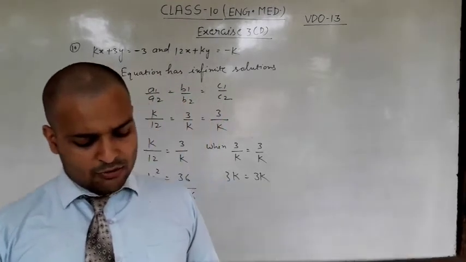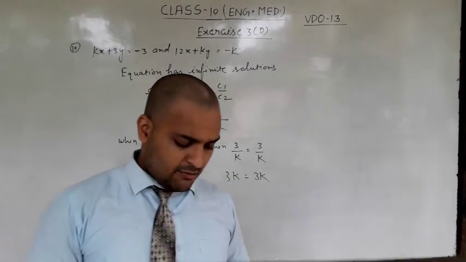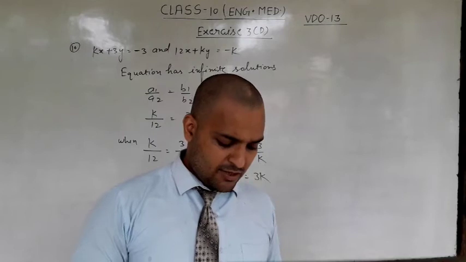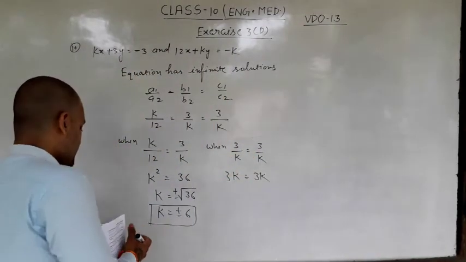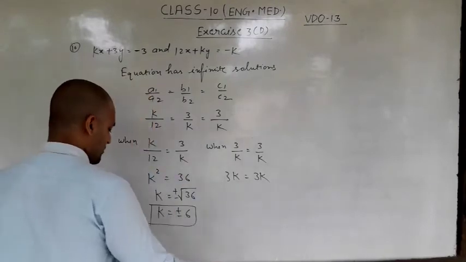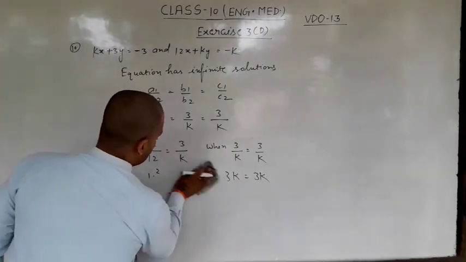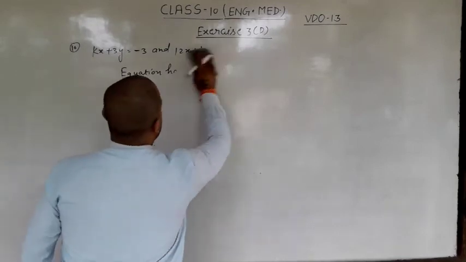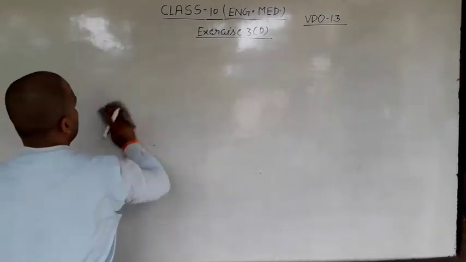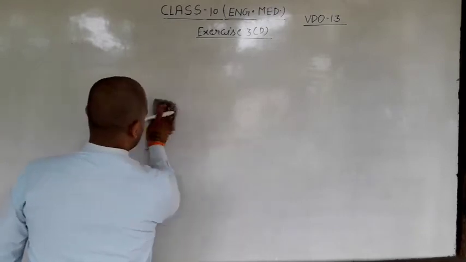If we talk about question number 11, find the value of k for which the system of equations has a unique solution. The condition of a unique solution was that a1 upon a2 is not equal to b1 upon b2. So I am telling you, for one unique solution. Then here is question number 11.